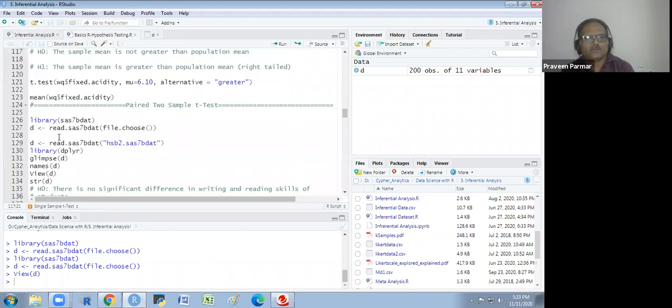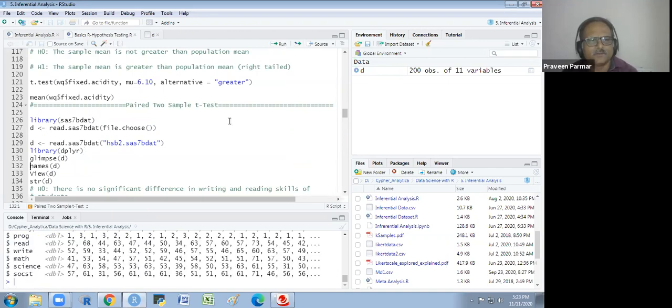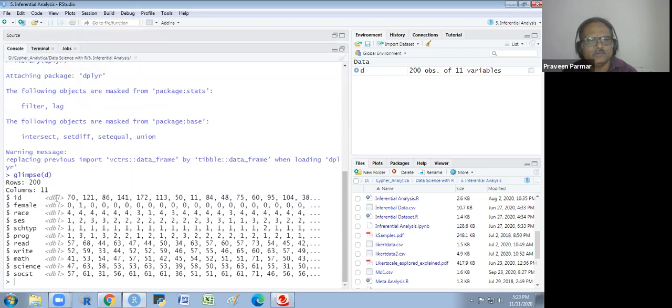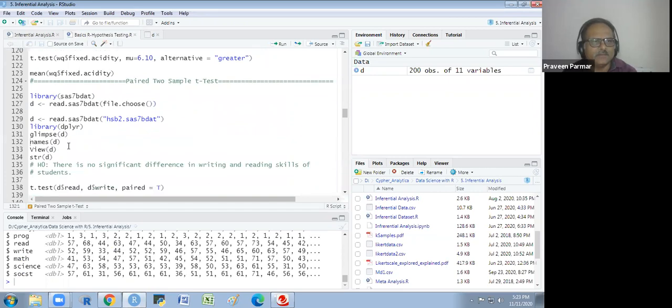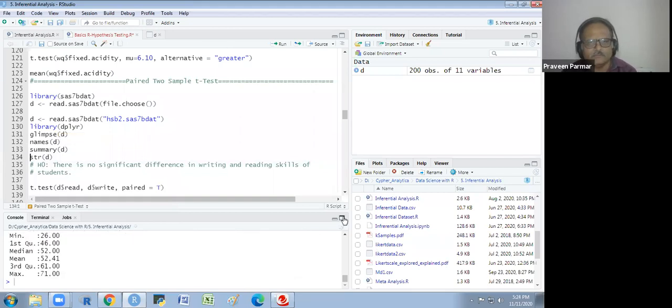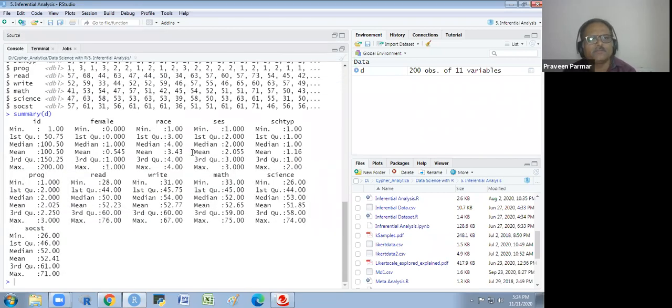We could see the summary of this first. So we see the glimpse first. You see we have all numeric. And if I see the names, you know that I would like to see the summary, so I write summary. This is the summary I have, because everything is numeric.